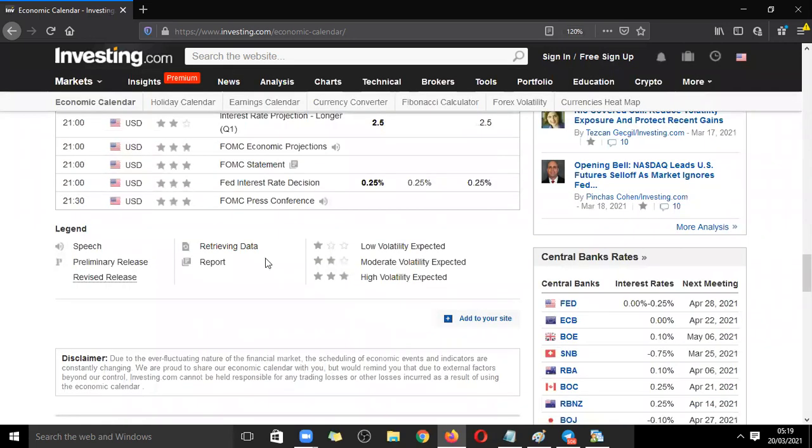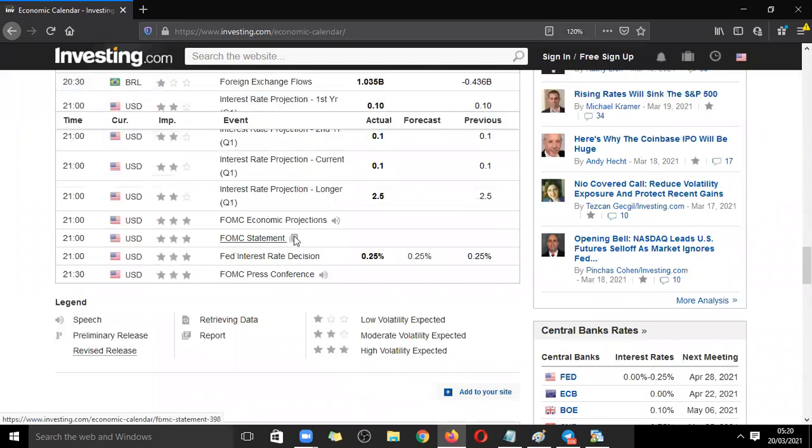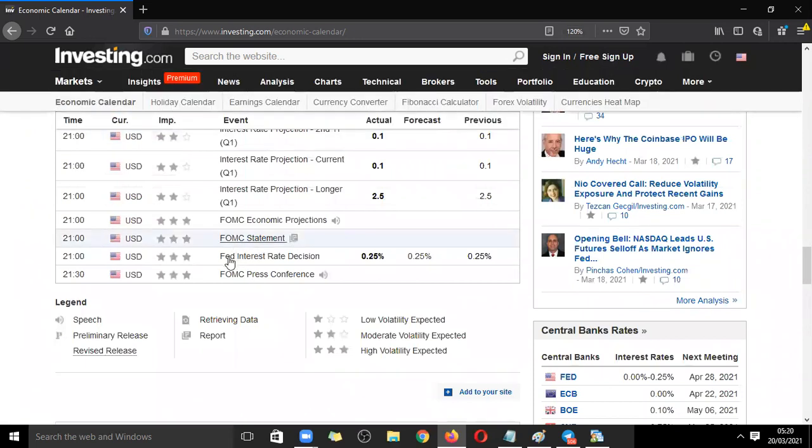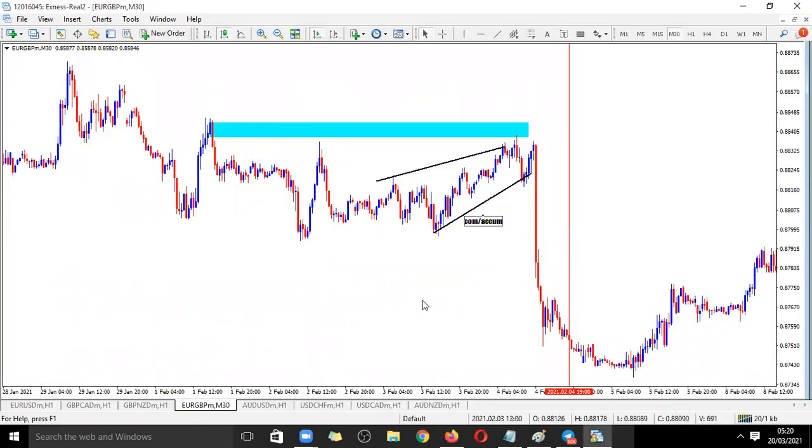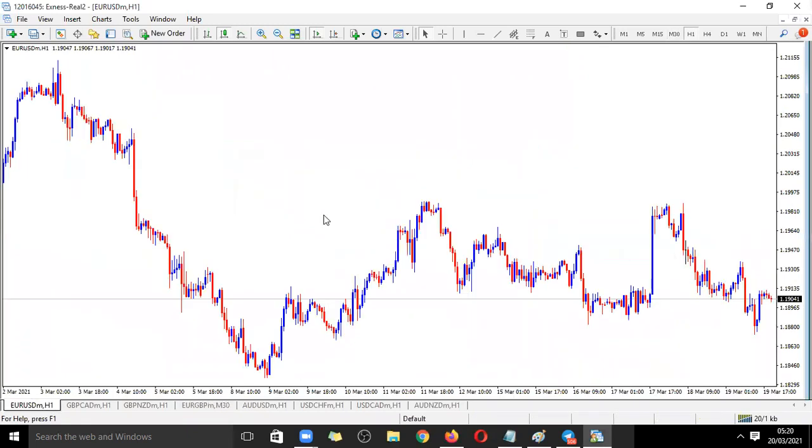So we had the FOMC statement, and we also had the Fed interest rate decision. So now this really has caused volatility on the US dollar. So let's just look at a few US dollar pairs and we see what actually happened. So let me get to Euro, US dollar. So let me look out for the 17th. Yeah, perfect. Right here.